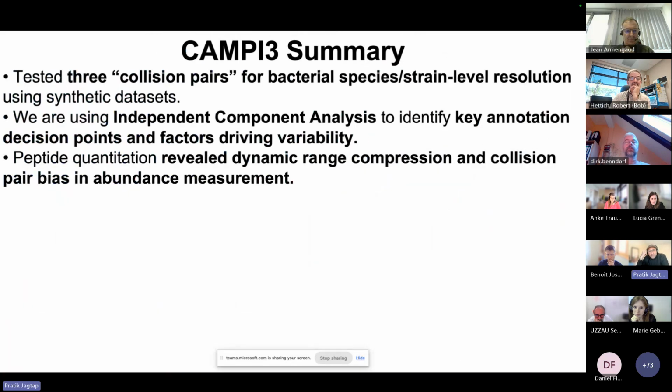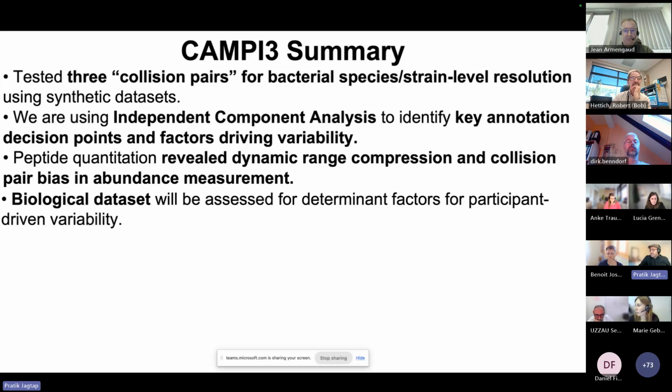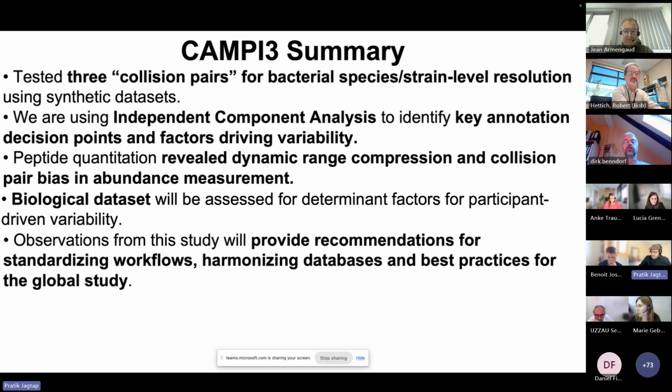So in summary, these three bullet points just summarize what I described earlier, but to add to this, the biological data set will be analyzed for factors driving participant variability. And with this analysis, we will recommend bioinformatic best practices for the global study.